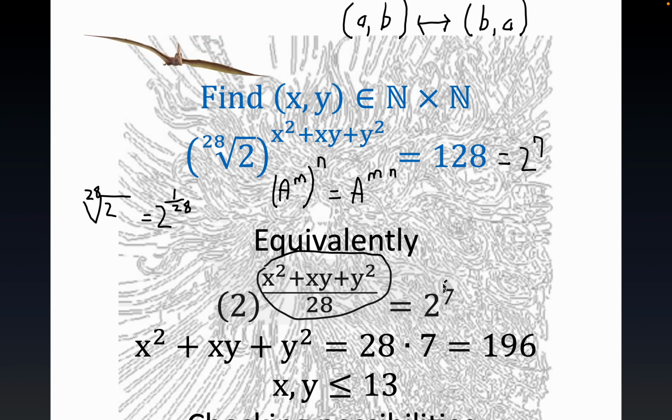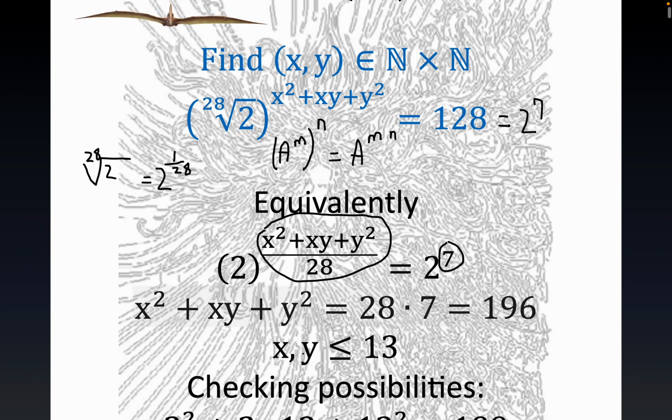Notice over here, the right-hand side, you have 7. Now, any exponential function is one-to-one, so we can equate these exponents. And when you equate this circled object with this circled object, this is the result. So we know that x squared plus xy plus y squared is equal to 196. Now, we can quickly come up with a bound here for the x's and y's. I put 13. It's just because 196 is equal to 14 squared, right? So you can say they're all less than 13. There's no way 14 could be a solution. 14 squared would give you 196.